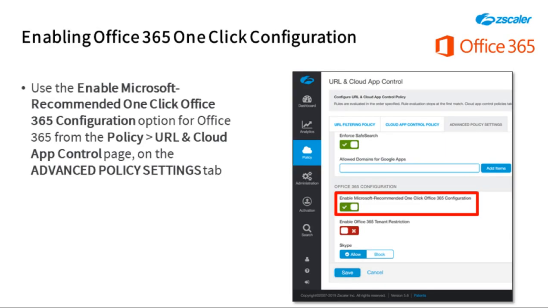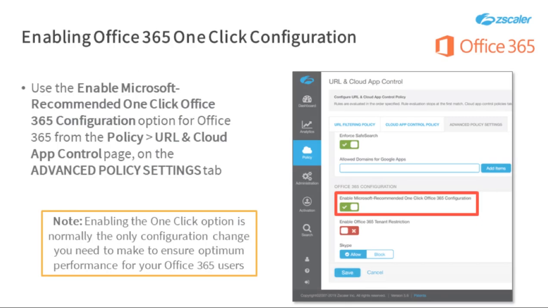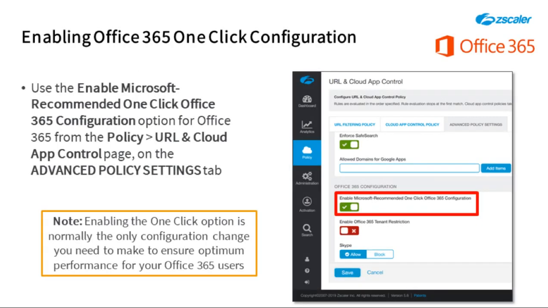To enable the Office 365 one-click configuration, navigate to the Policy, URL and Cloud App Control page, then go to the Advanced Policy Settings tab. Select the Enable Microsoft Recommended One-Click Office 365 Configuration option, then save and activate your changes. Note that enabling the one-click option is normally the only configuration change you need to make to ensure optimum performance for your Office 365 users.